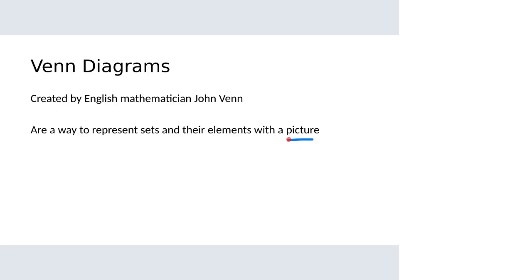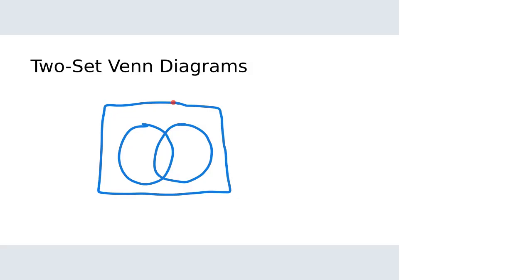Let's take a look at a basic two-set Venn diagram. It's going to look like this. One of the circles represents one of the sets. We'll call it set A. The other circle represents another set. We'll call it set B. And then what the rectangle does is that it frames in our universal set for us. So there's our set A, set B, and the universal set.